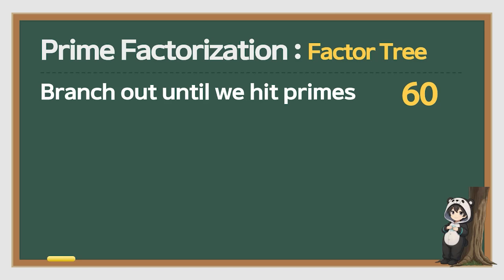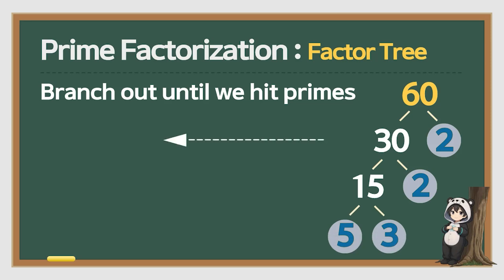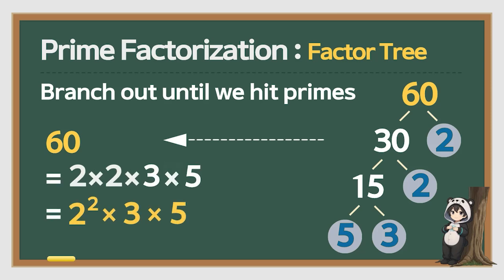There are two main ways to do this. Let's use the number 60 from the textbook. First method is called the factor tree. We branch out like a tree until we hit prime numbers. 60 is 30 times 2. Keep going. 30 is 15 times 2. And 15 is 3 times 5. If you collect all the fruits at the end of the branches, you get 2 times 2 times 3 times 5. Or 2 squared times 3 times 5.